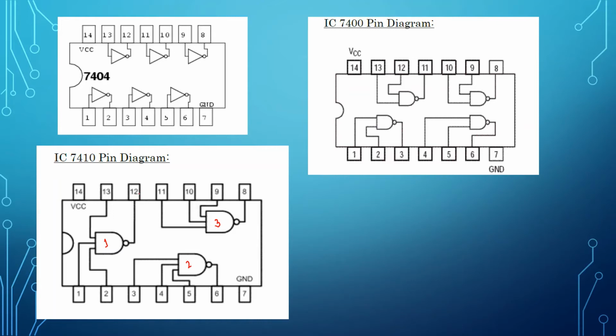So you need not memorize the pin diagrams, but you need to know what is your input and what is output. For example, for NAND gate 1, this is input 1, this is input 2, and this is input 3. 3-input NAND gate, right? And this is your output. For gate 2, 3, 4, 5 are input, 6 is output. Very similarly for gate 3, 11, 10 and 9 are input and 8 is output. So you need to remember the pin numbers very properly.